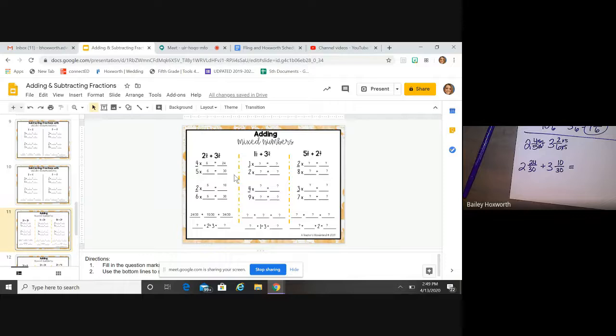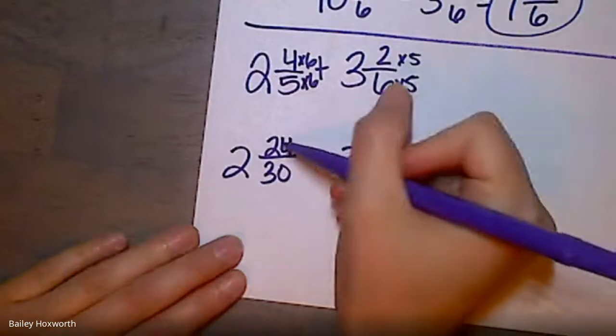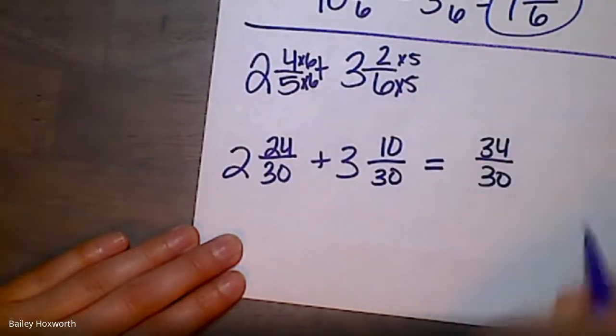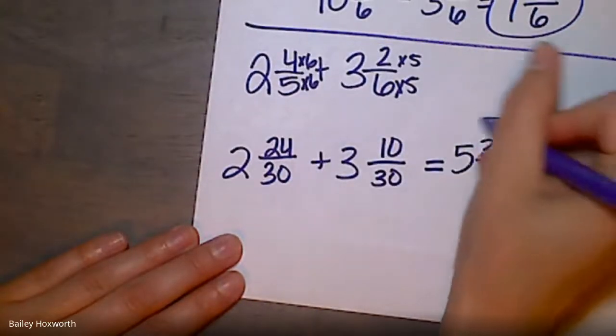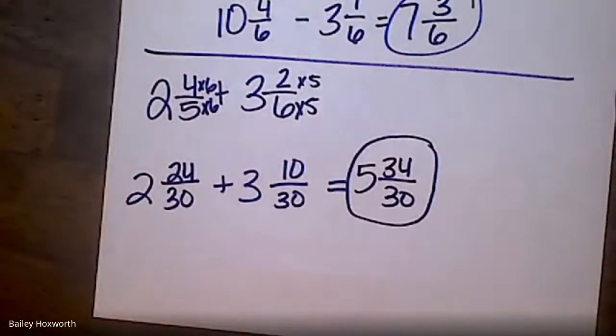So if I have an improper fraction, what do I need to do? I'm going to stop sharing for a second so you guys can see my screen. So I got my fraction written: 24 plus 10 equals 34, and my denominator stayed the same. And then 2 plus 3 equals 5. But 5 and 34/30ths isn't going to work because 34 is greater than 30. So what do I do?